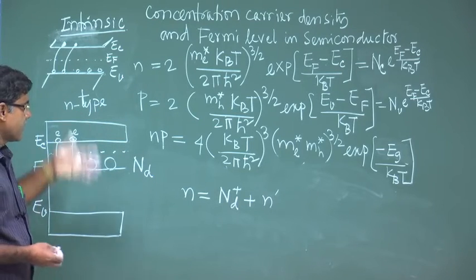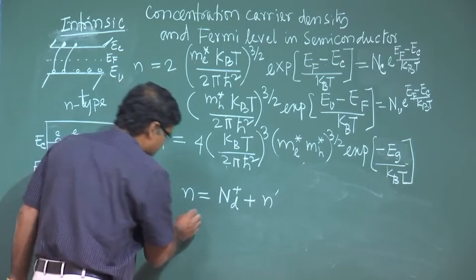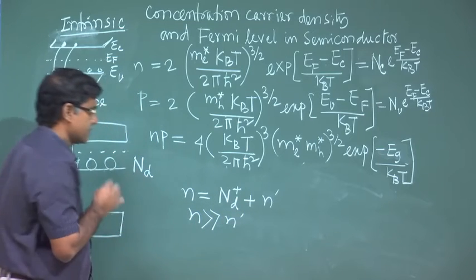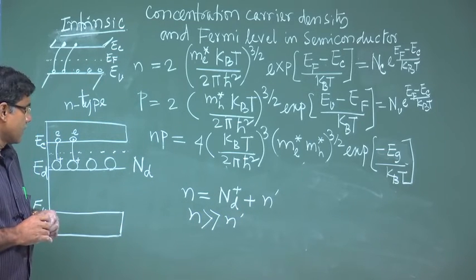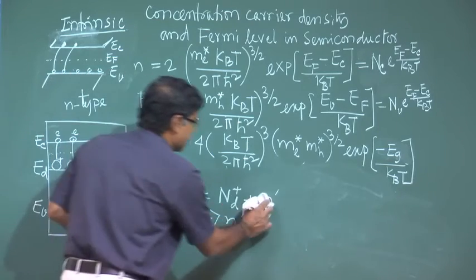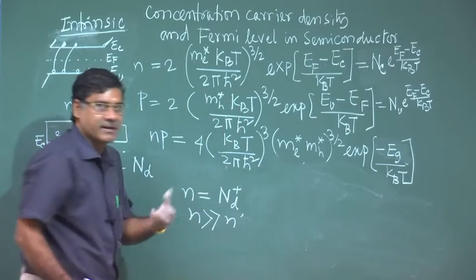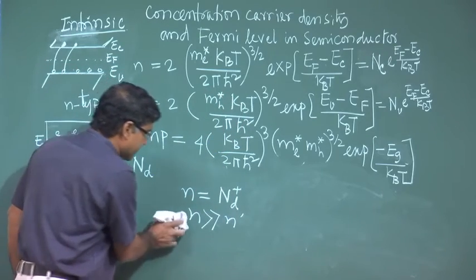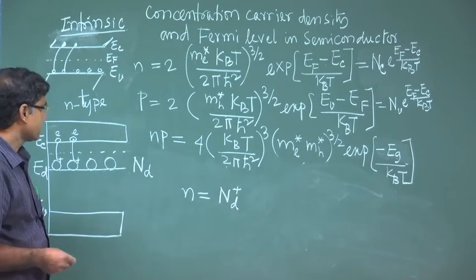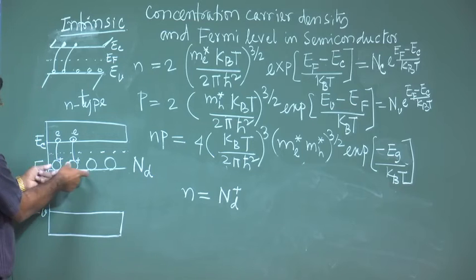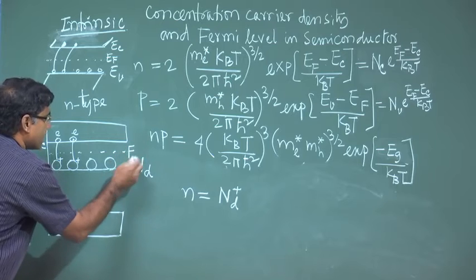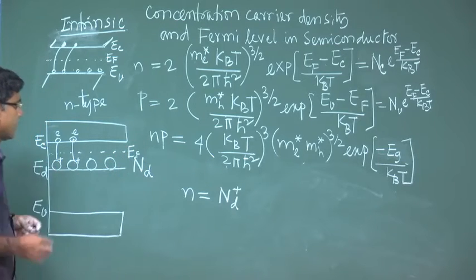Now generally, nd is much greater than n dash, so we neglect the intrinsic carriers that were there. So we generally write n equal to nd plus. You see, the exchange is between these two levels, and the Fermi level is somewhere in between, we do not know where, so we have to find out.